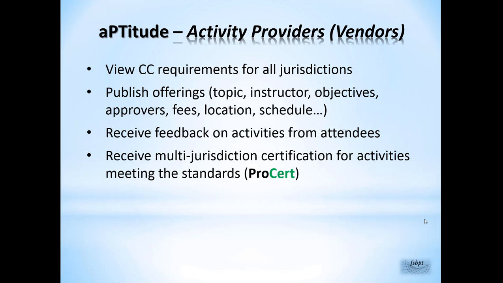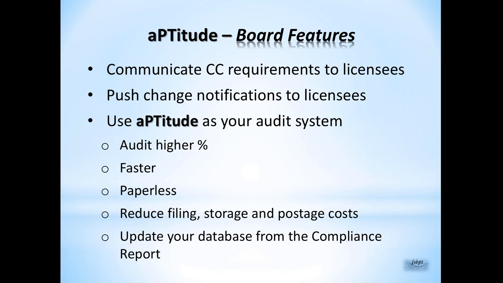And of course, vendors are using the system, ProCert being the program that's utilized in the aPTitude system to evaluate activities. This is the section of the system where they are receiving certification for eligible activities, those activities that are meeting our ProCert standards. And then finally, the boards, as I said, are able to verify and audit what licensees have completed. It's also another way for boards to inform licensees, here's what you need to complete and by when. So we really promote the system to the licensure boards as an effective auditing tool.